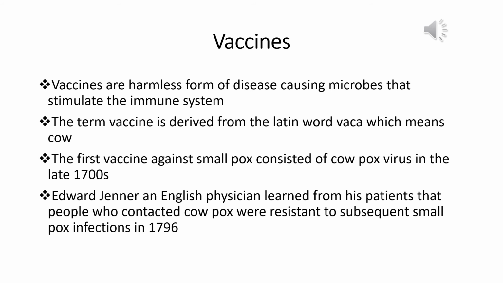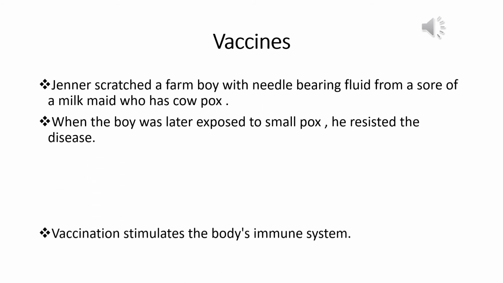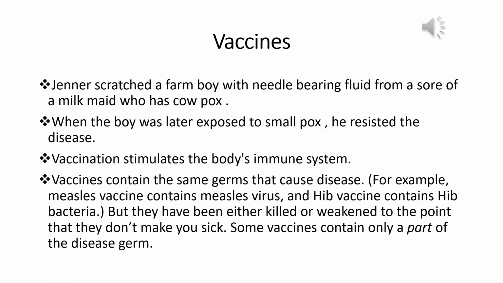in 1796. So vaccines are one of the most effective ways students to prevent diseases, and it helps the body's immune system to recognize the disease and fight against the disease by increasing the strength of the immune system. So Jenner scratched a farm boy with a needle bearing fluid from a sore of a milkmaid who had cowpox. When the boy was later exposed to smallpox, he resisted the disease.